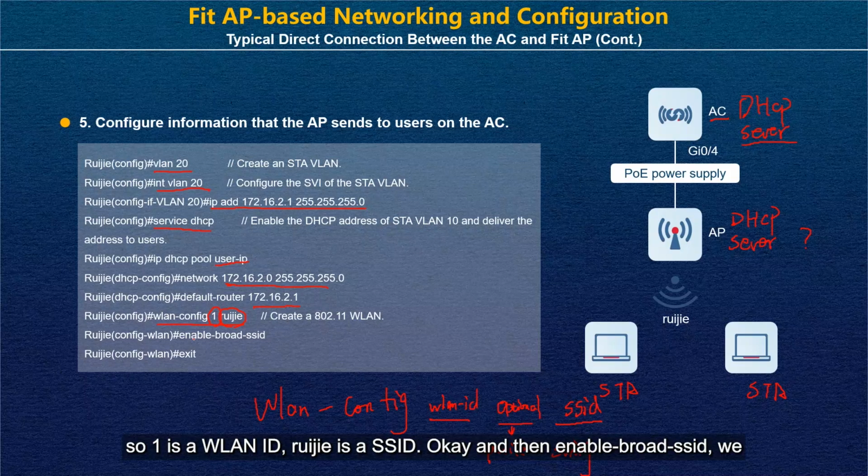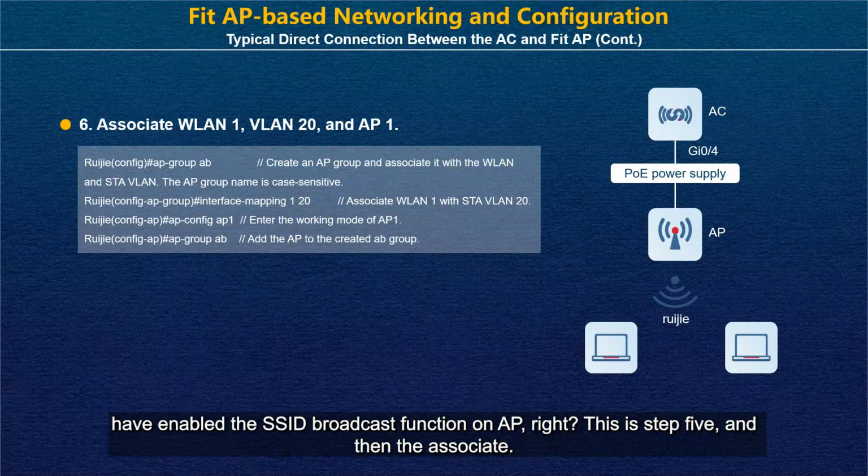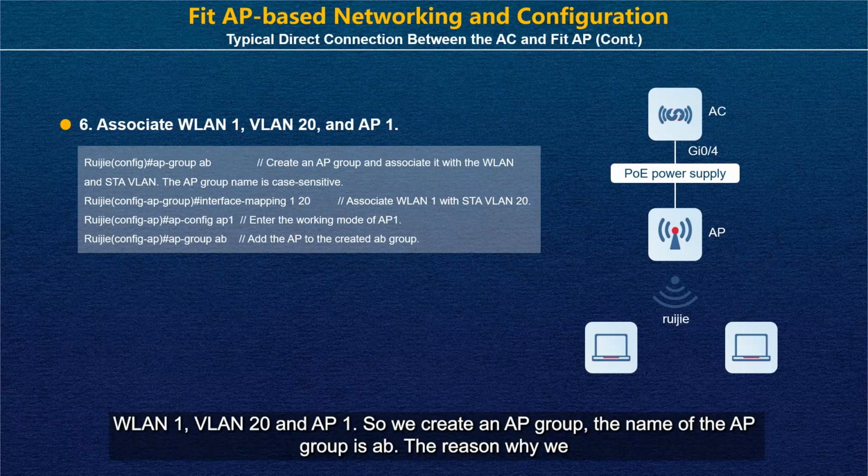Okay, and then enable broadcast SSID. We have enabled the SSID broadcast function of the AP, right? This is step 5, and then associate WLAN 1, WLAN 20, and AP1. So we create an AP group. The name of the AP group is AP.